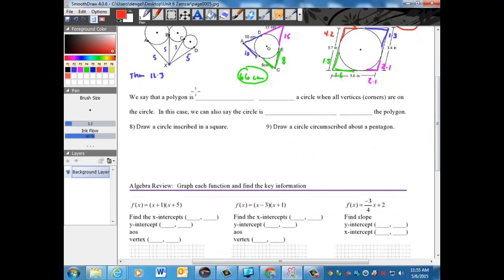All right, next we say that a polygon is inscribed in a circle when all vertices, corners, are on the circle. In this case, we can also say that the circle is circumscribed about the polygon.